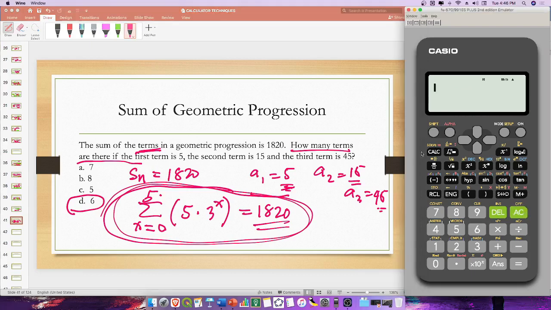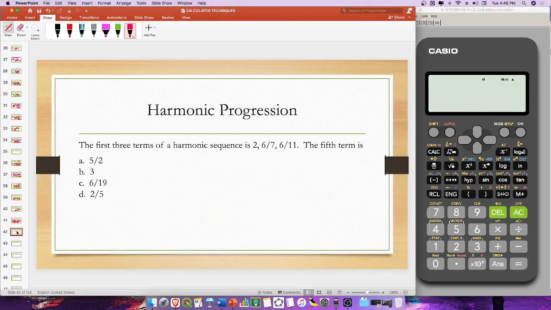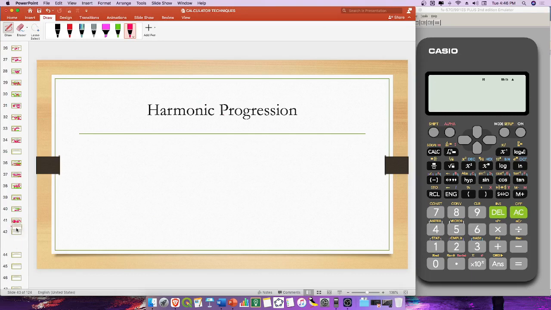Now we go to our next problem. That's it for the geometric progression. Let's discuss what a harmonic progression is. So a harmonic progression is something like this: 1/2, 1/3, 1/4, 1/5, 1/6. Harmonic progression.